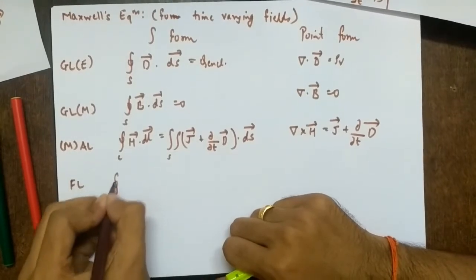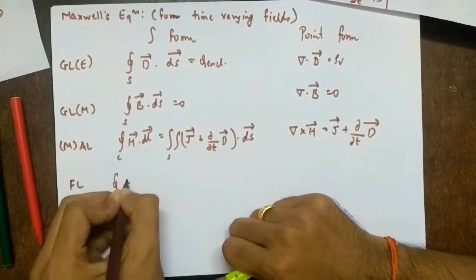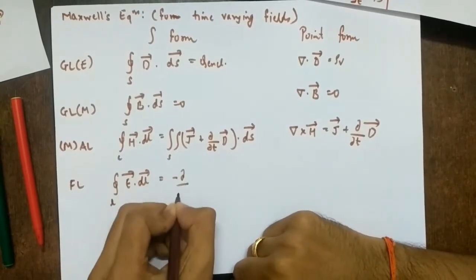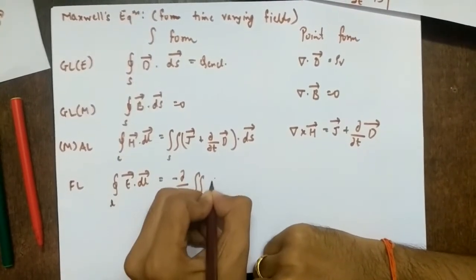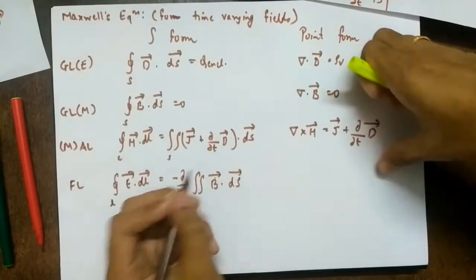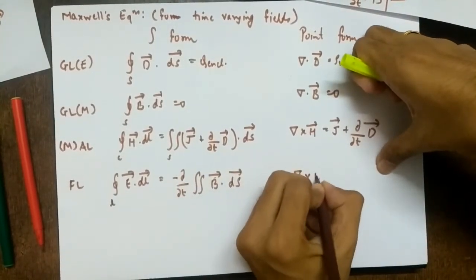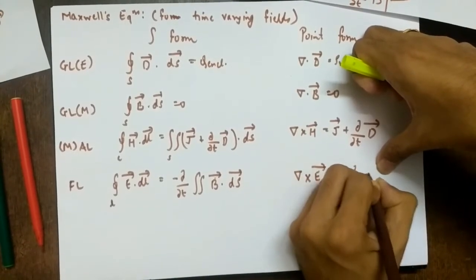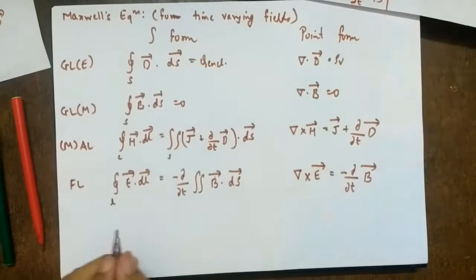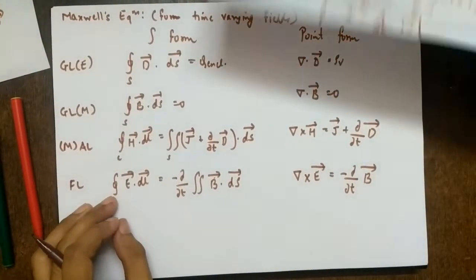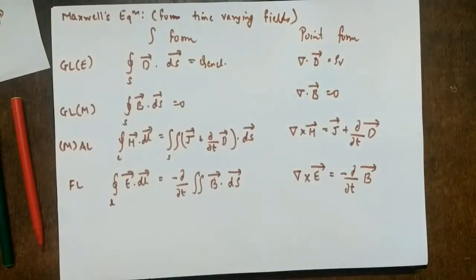So Faraday's law is closed line integral of E vector dot dl vector equal to minus ∂/∂t of surface integral of B vector dot dS vector. So in point form, what is it? Del cross E vector equal to minus ∂/∂t B vector, right? So these are Maxwell's equations in integral and point form for time varying fields.